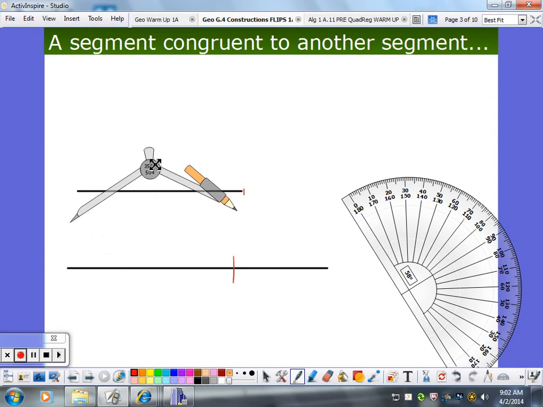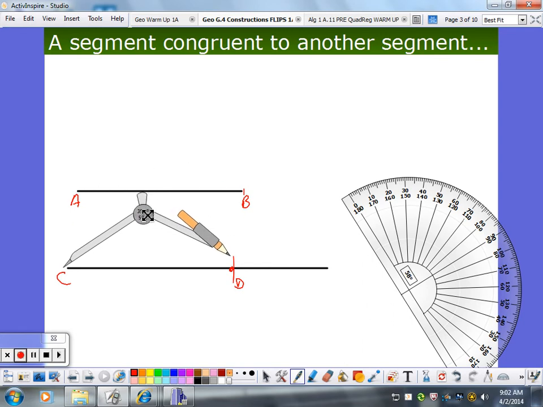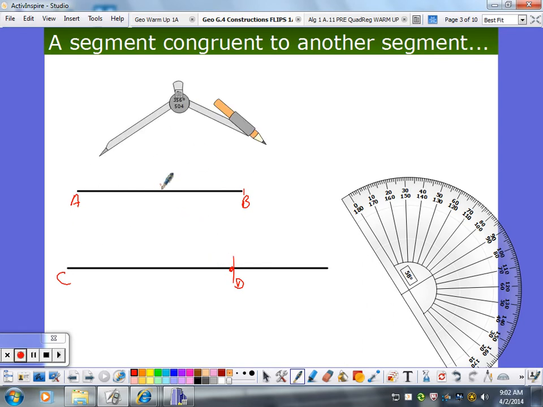So if this is segment AB, and this is segment CD, they are congruent. It's like when you're measuring something, maybe you take your fingers and go from here to here, and see, is this the same? So we're using our compass with no rulers, right? I don't know what their exact measurements are, but I know they're congruent.